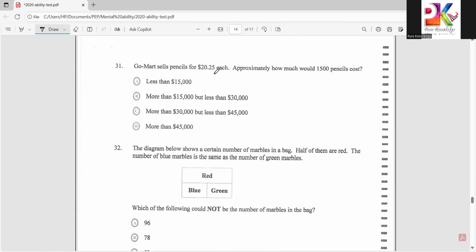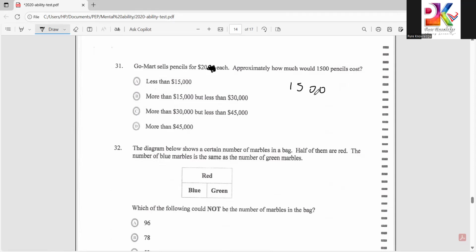To find out how much the pencils cost, you're going to multiply. So what we're going to do, we're going to take the 20 and leave the cents. So we're going to take the dollar and leave the cents. All right, so we're going to forget the 25 for now. So we're going to say 20 times 1,500. That's an easy way to do it, guys. Very, very easy way to do it. When you're working with zeros, you take the zeros aside, so you know it's 20.